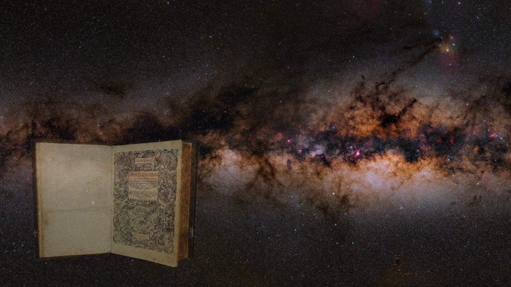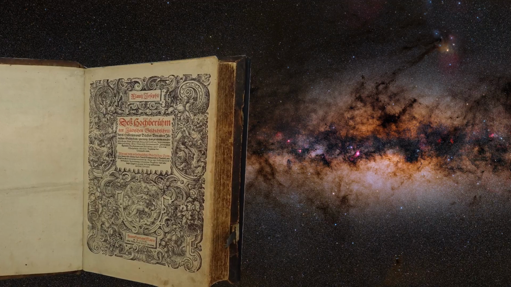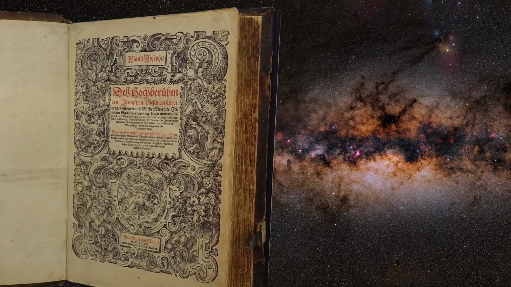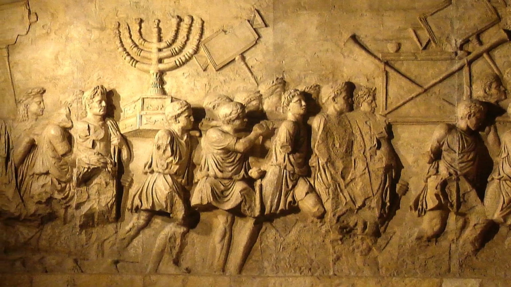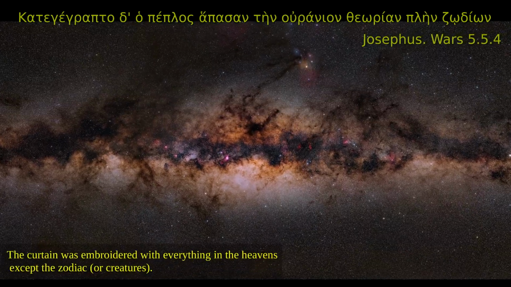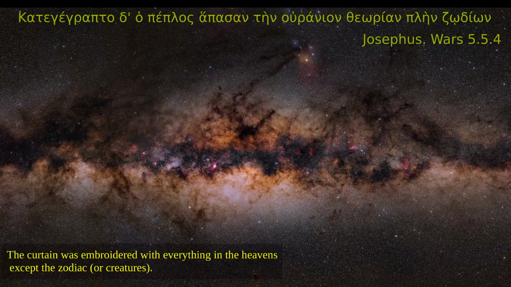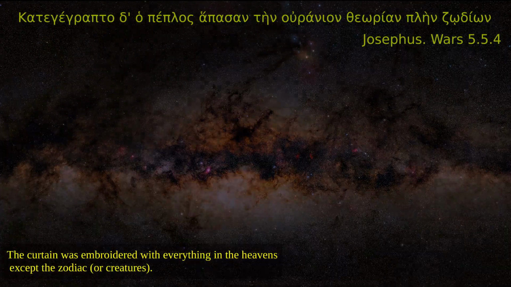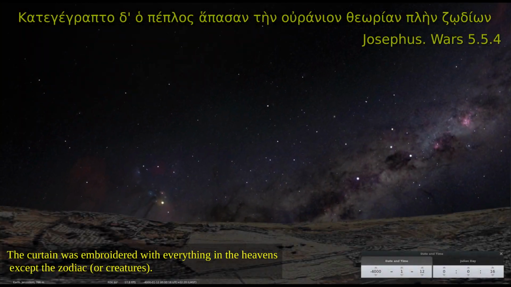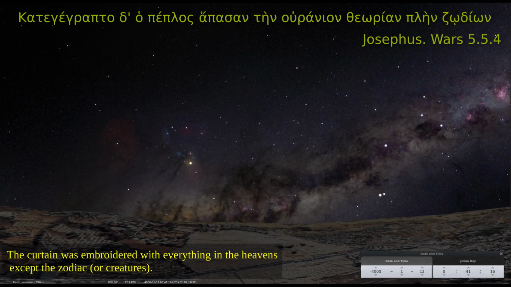The Jewish historian Josephus has, like many others, a description of what the objects of the tabernacle represented to him in his day. This was recorded around the time the temple was finally destroyed by Rome. It reads, "The curtain was embroidered with everything in the heavens except the Zodiac, or creatures." The point I want to draw from this is that he interpreted the veil as a description of the heavens.